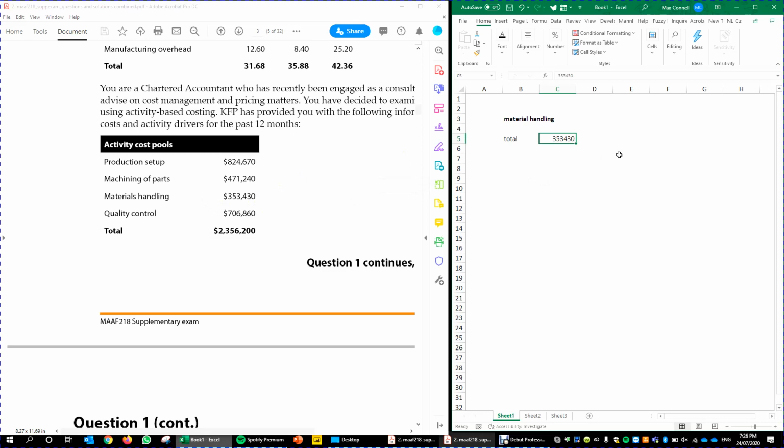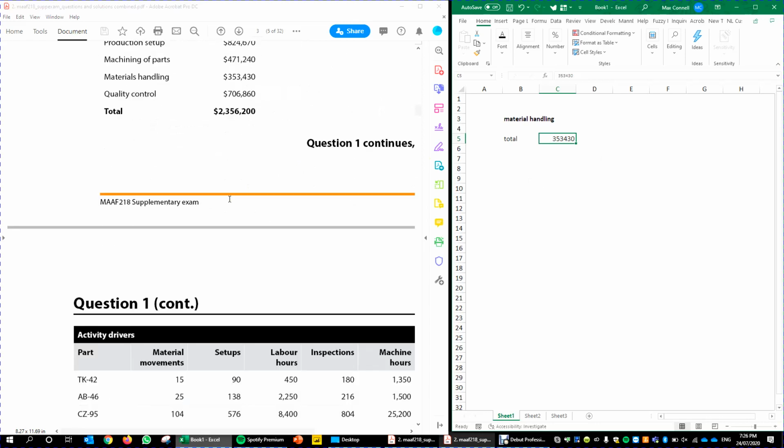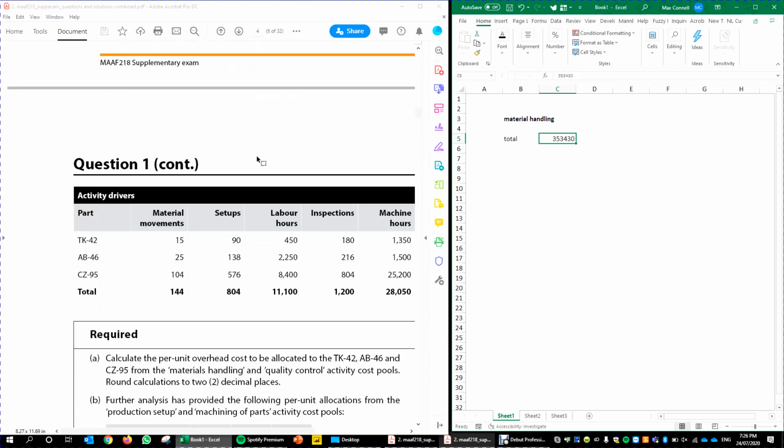Okay, and then the next thing is we have to actually allocate that cost across the products with activity-based costing. The way we allocate it is we figure out that's the total cost, so the cost that we're going to allocate to each of the three products needs to add up to that. How do we apportion it between the three? There needs to be some sort of driver.